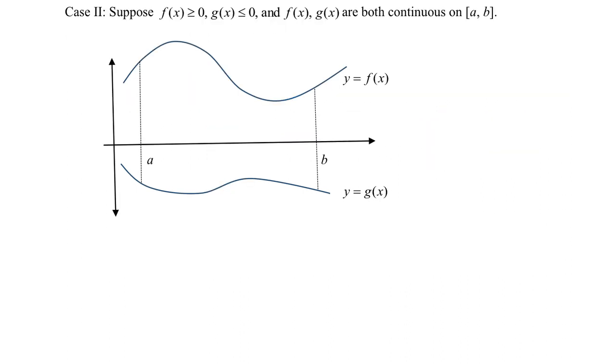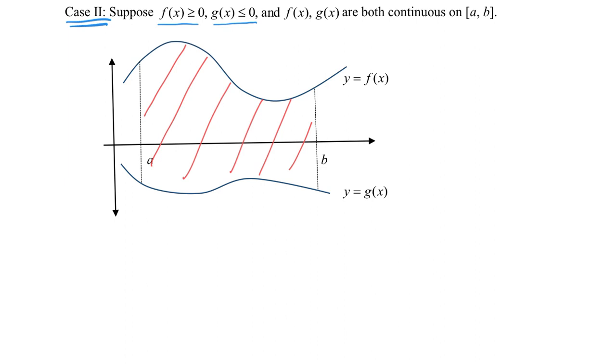So the next case, case 2. In this case, we have f of x, which is positive, and g of x, which is negative. So you've got this f of x above the x-axis, g of x below the x-axis, both, of course, continuous on a, b. And we are looking for the area, again, between a and b, and the area between f of x and g of x. So we'll do the same thing as before.